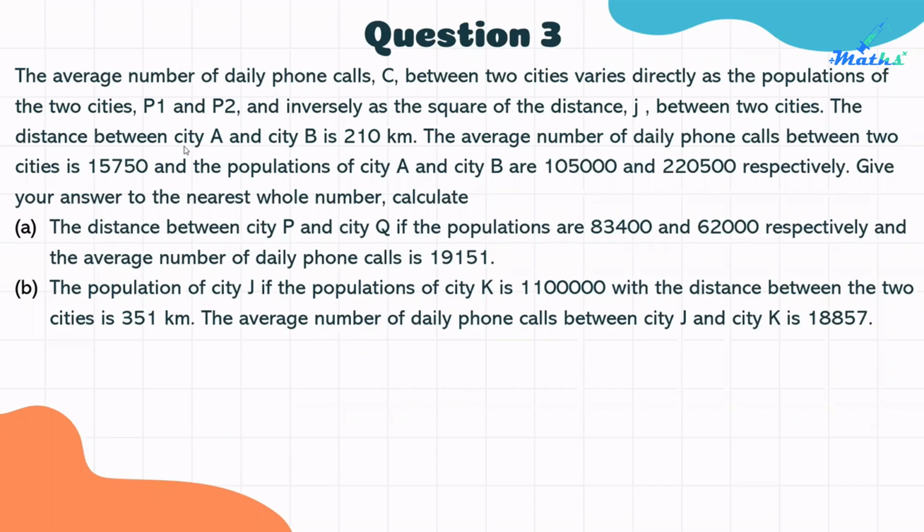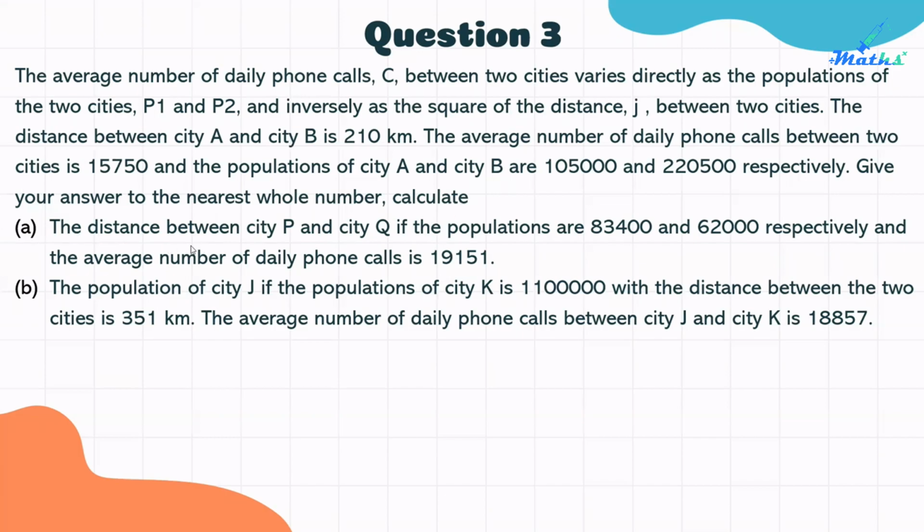The distance between city A and city B is 210 km. The average number of daily phone calls between the two cities is 15,750 and the population of city A and city B are 105,000 and 220,500 respectively. Give your answer to the nearest whole number.